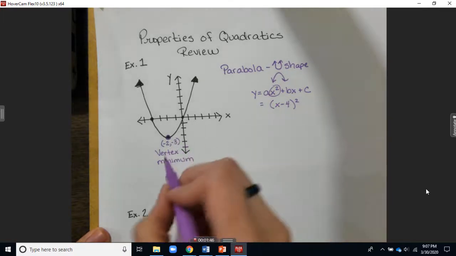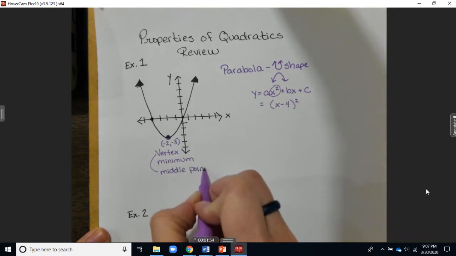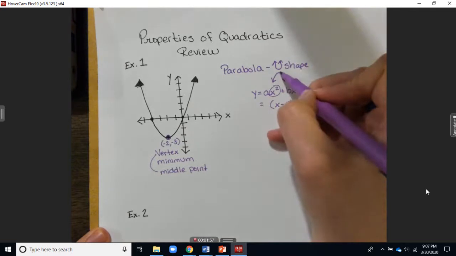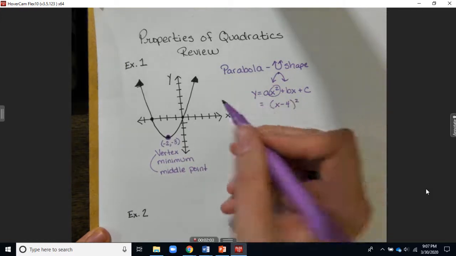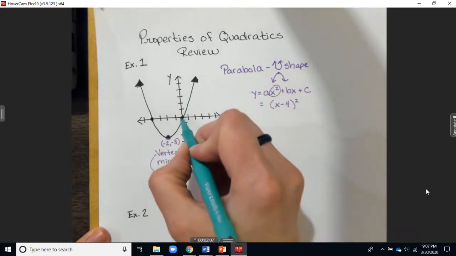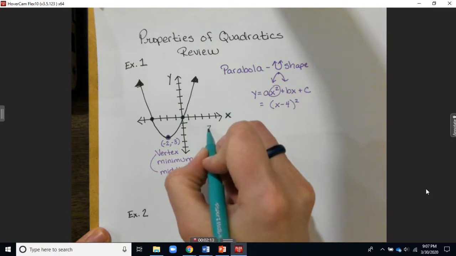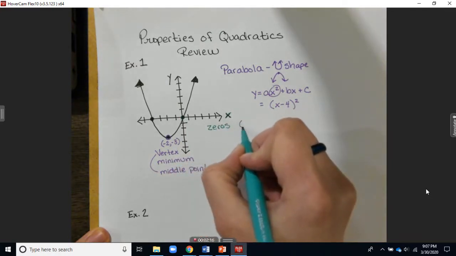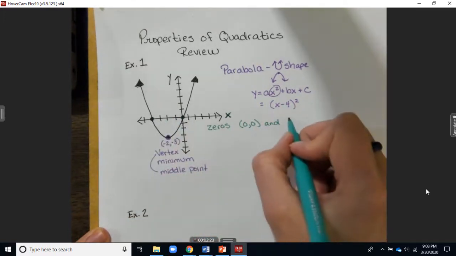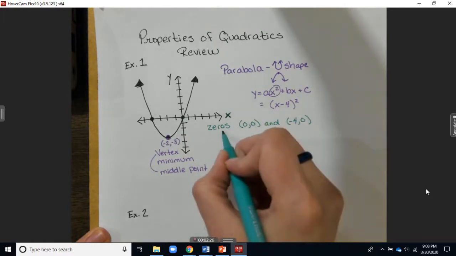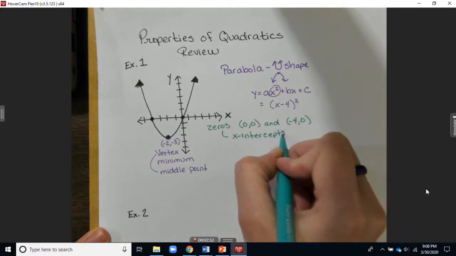Okay, so vertex is your middle point, and it's either a minimum or it could be at the top like this, and then it would be a maximum. And we'll look at an example like that. And then we have the zeros, which is where it crosses the x-axis. So my zeros are 0, 0, and -4, 0. And remember, zeros can also be called x-intercepts or roots.